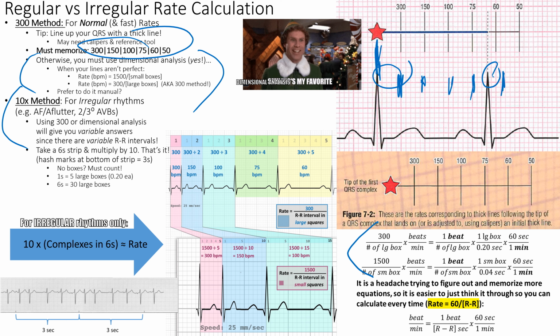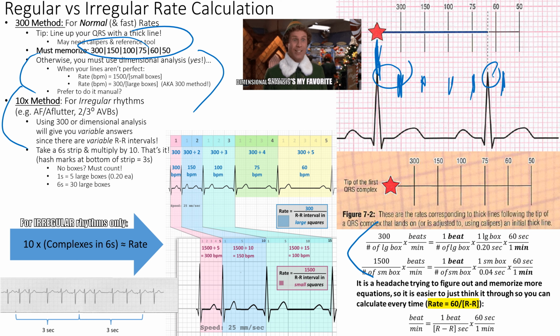All right, so there's a 10x method. So you have the 300 method and the 10x method. Only one of these can be used for regular rhythms, and that's the 300 method. For irregular rhythms, you have to use the 10x method, which is where you just count the number of complexes, PVCs included, R waves included, all those things you count inside of a 6-second strip, and you multiply that by 10. That is your heart rate.